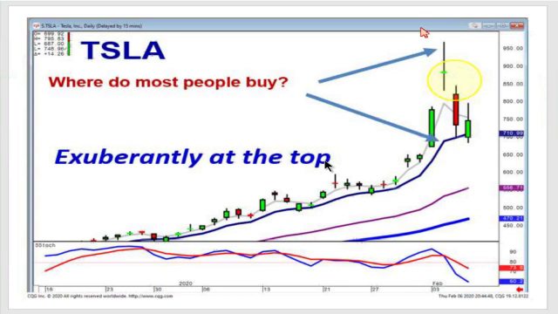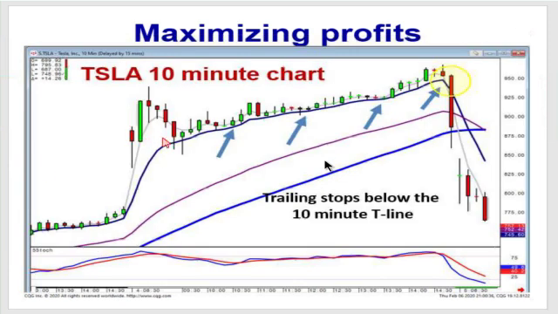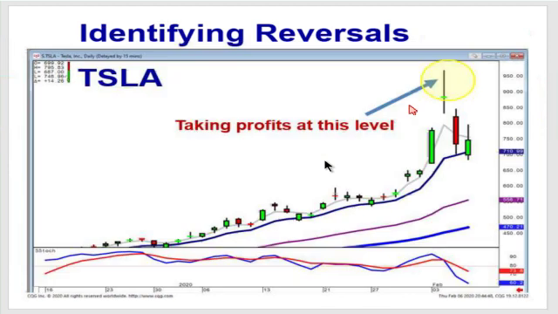If we know that we're way too far away from the T-line and all that exuberant buying has come in, we just go to our 10-minute chart. It keeps moving up, we put our stop here, it moves up, we move our stop up, moves up, and it hits our stop right here. So we're out up here versus waiting for it to come all the way back down to the T-line.